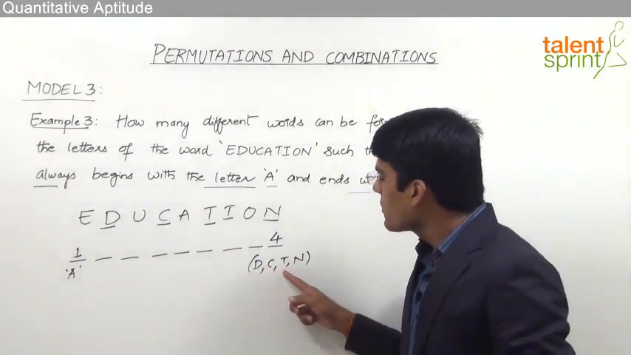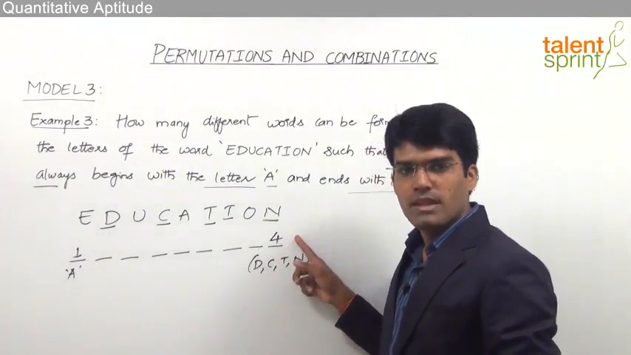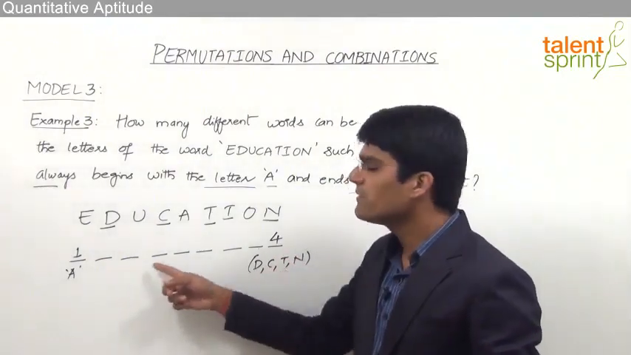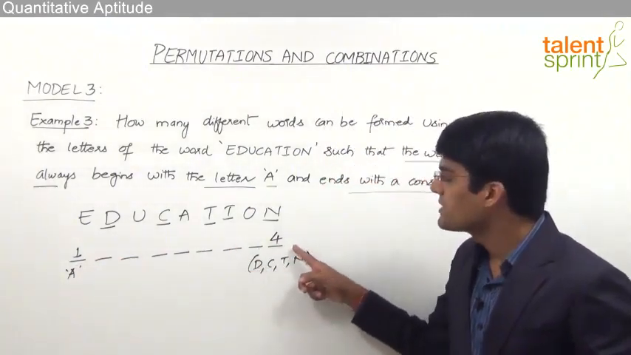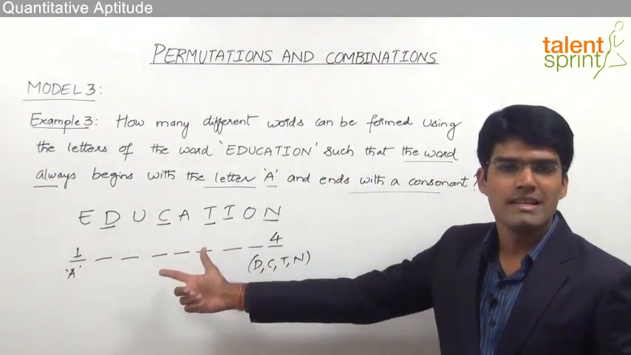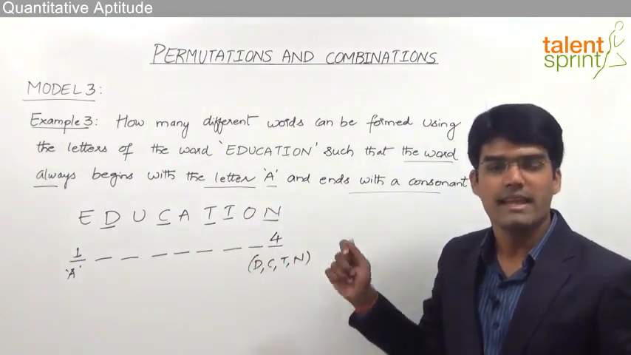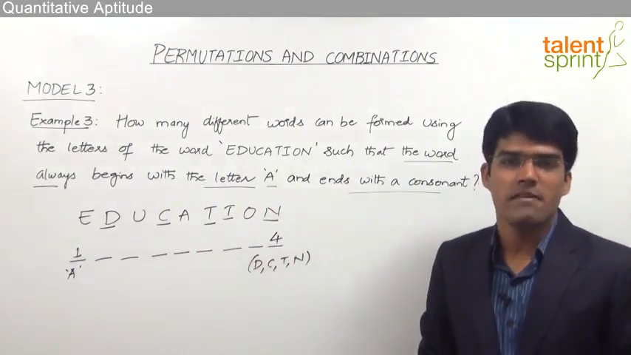So any one of these 4 consonants will come in the last position and the remaining 3 consonants will take any of the remaining 7 positions. So first position can be filled in one way, last position can be filled in 4 ways. And we have got 7 positions left out with 7 letters. And that can be done in a general manner in 7 factorial ways.